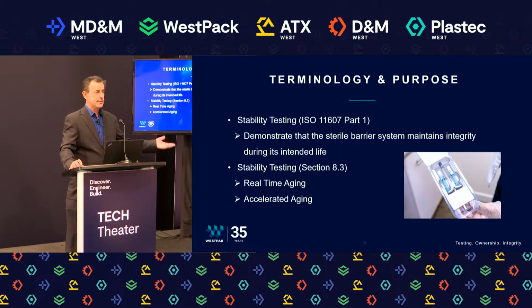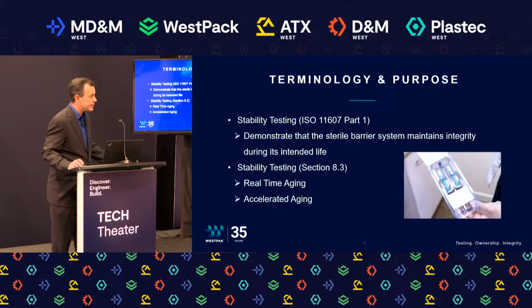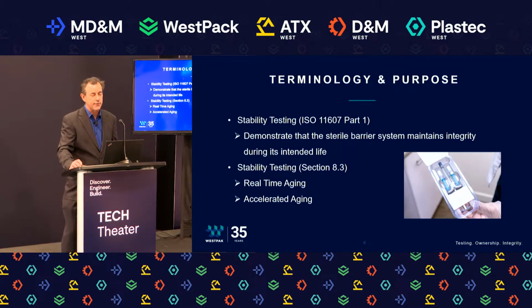So stability testing, just to review, is found in ISO 11607, Part 1, Section 8.3, and it primarily talks first about real-time aging. Then it says you can use accelerated aging for the purposes of putting an expiration date on, but ultimately you'll have to not redefine it, but actually define or follow it up with real-time aging.